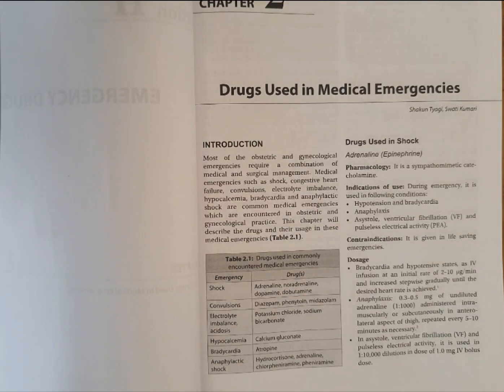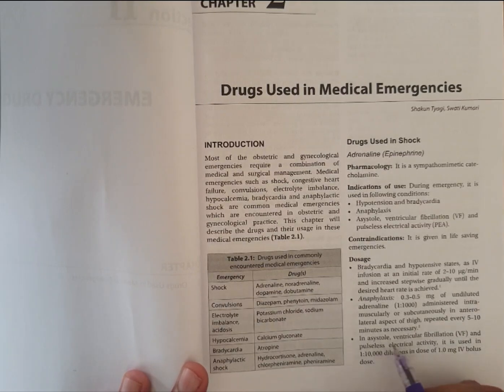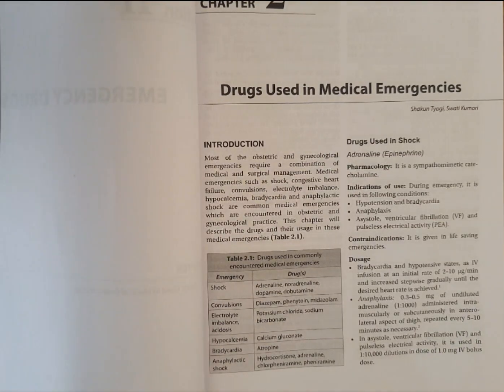In every such situation you can use this anaphylactic dose: 0.3 to 0.5 milligram of undiluted 1:1000 adrenaline administered intramuscularly or subcutaneously in the anterolateral aspect of the thigh. Repeat the dose every 5 to 10 minutes as necessary. If the patient has asystole, ventricular fibrillation, or pulseless electrical activity, it is used in 1:10,000 dilution at a dose of 1 milligram IV bolus.